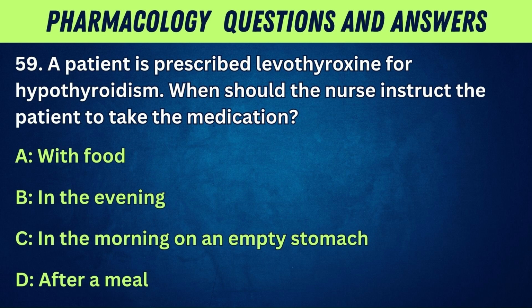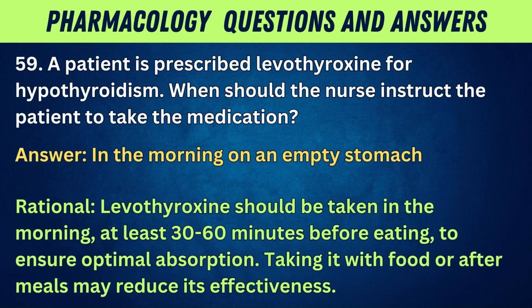59. A patient is prescribed levothyroxine for hypothyroidism. When should the nurse instruct the patient to take the medication? A. With food. B. In the evening. C. In the morning on an empty stomach. D. After a meal. Answer: in the morning on an empty stomach. Rationale: levothyroxine should be taken in the morning, at least 30 to 60 minutes before eating, to ensure optimal absorption. Taking it with food or after meals may reduce its effectiveness.